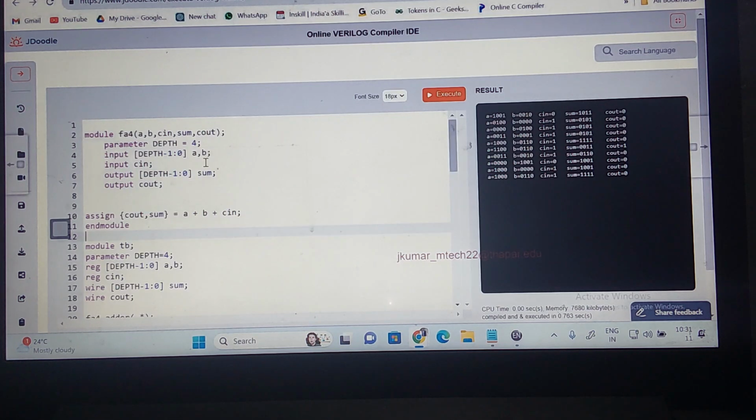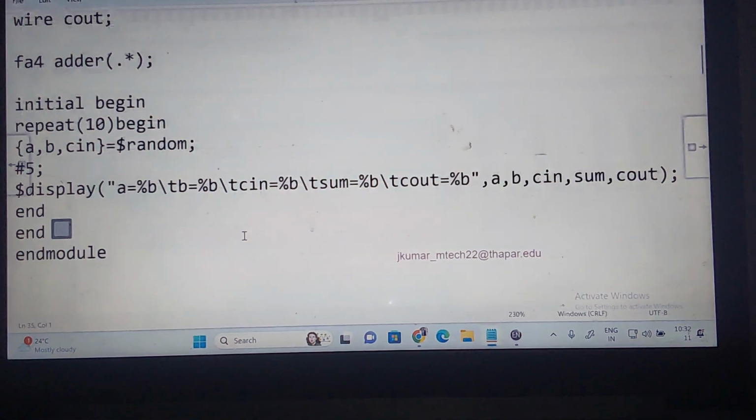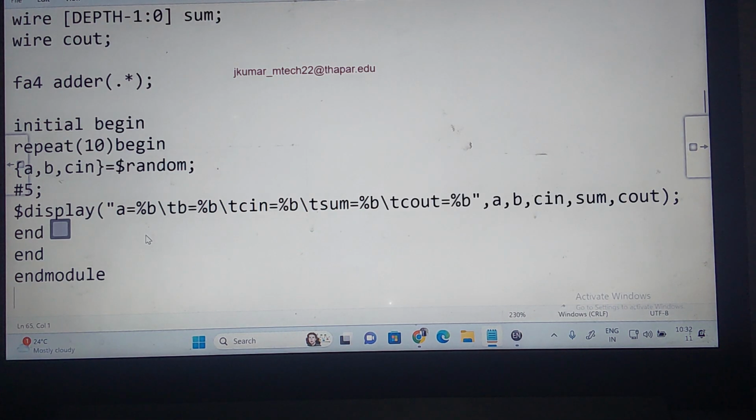Now I want to make an 8-bit adder. What do I need to do? I need to make the parameter depth equal to 8. Did you understand this? Okay, let us copy this code. So the first one is using what? Tick define, using macro. And the second way we have done using parameter. How to understand this? How to design the 4-bit full adder using dataflow modeling.